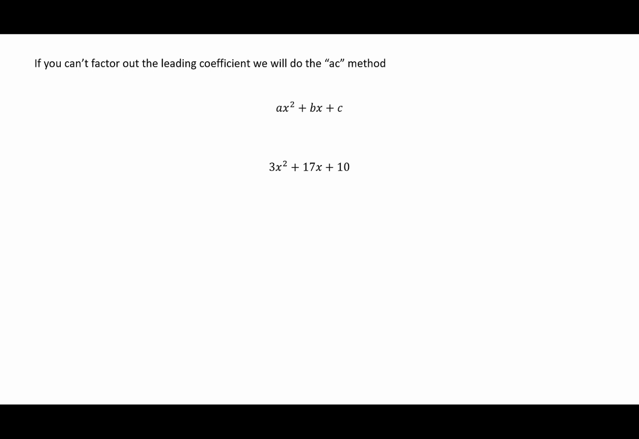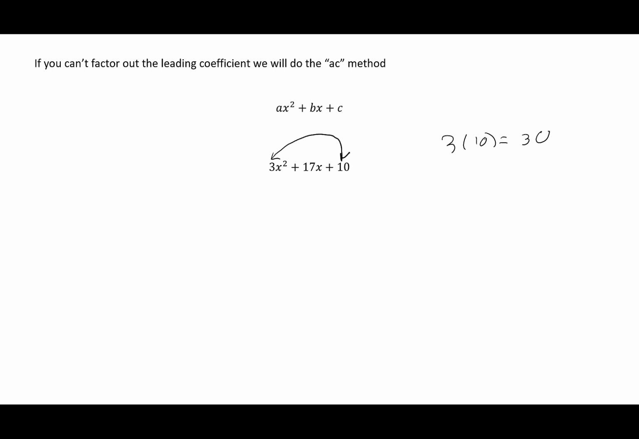You may also come across trinomials where you cannot factor out the leading term, like 3x squared plus 17x plus 10. For these, we can do something called the AC method. We're going to take the leading coefficient of the x squared, multiply it by our constant c, so 3 times 10 is 30.